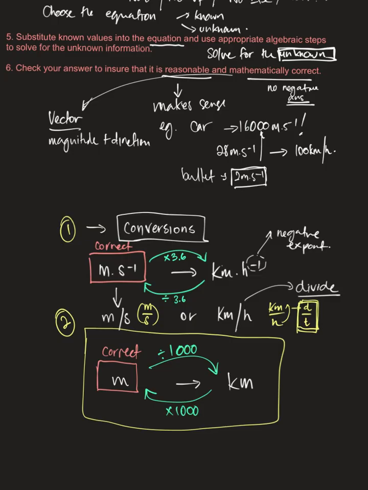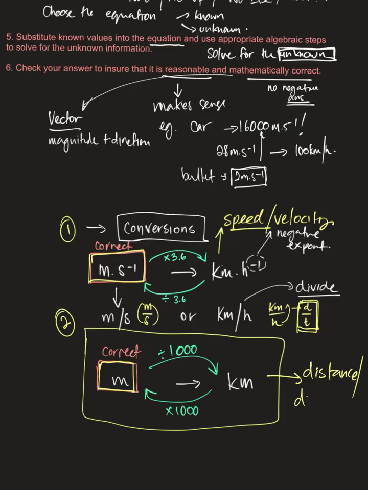Right, the other one that you're going to have to do is meters and kilometers. You'll notice that I've put here the word correct across the system that we're going to be using. So for speed, I'm just going to put here, this is for speed or velocity. And then the bottom one here is for distance or displacement. Those are important conversions that you have to do.